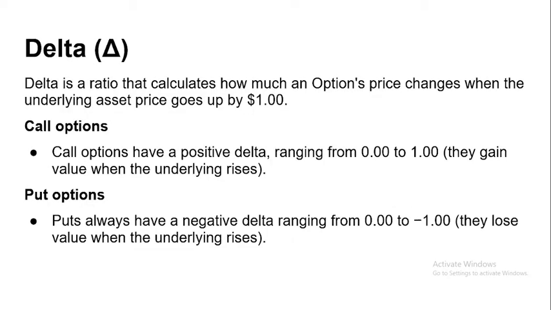Delta is a ratio that calculates how much an option's price changes when the underlying asset price goes up by $1. Call options have a positive delta ranging from 0.0 to 1.0. They gain value when the underlying rises. Put options always have a negative delta ranging from 0.0 to negative 1.0. They lose value when the underlying rises.